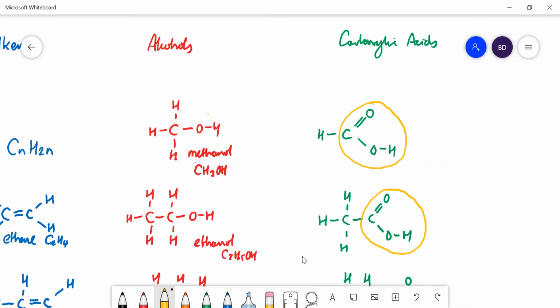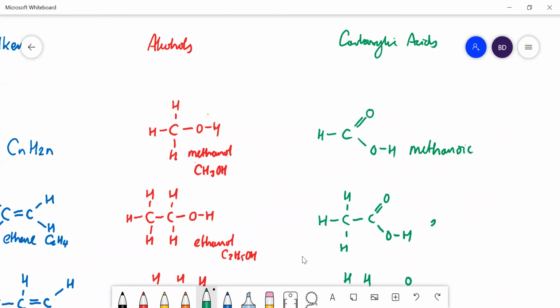Now, carboxylic acids are all liquids at room temperature, like alcohols, and unlike alkenes and alkanes. They smell different as well. So this one is called methanoic acid, and they tend to smell not very nice. Methanoic acid has a sort of irritating, sharp smell to it, whereas methanol smells quite nice and solventy.